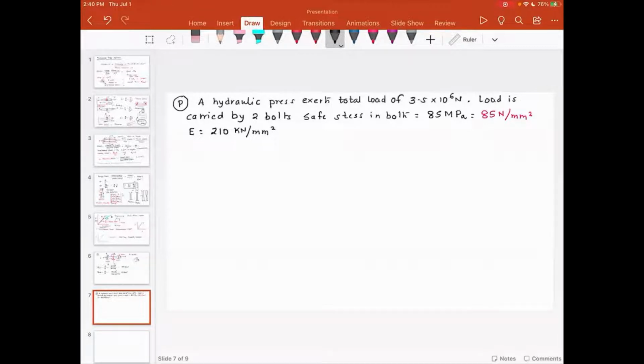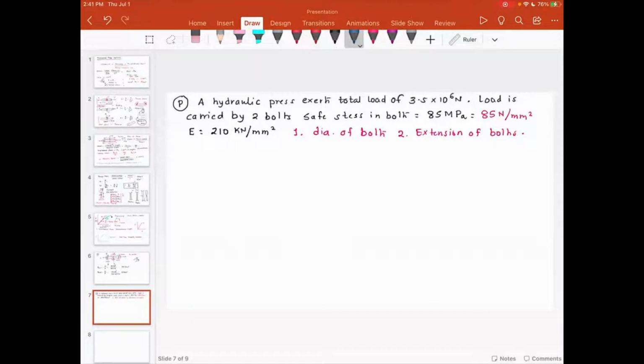We have to find out two things. First, the diameter of bolts. And the second thing is the extension. So let me show you how that problem is.